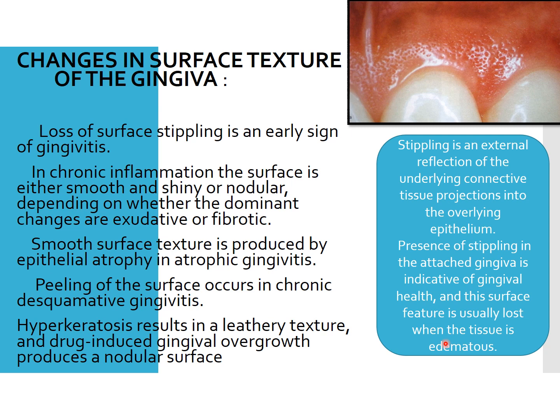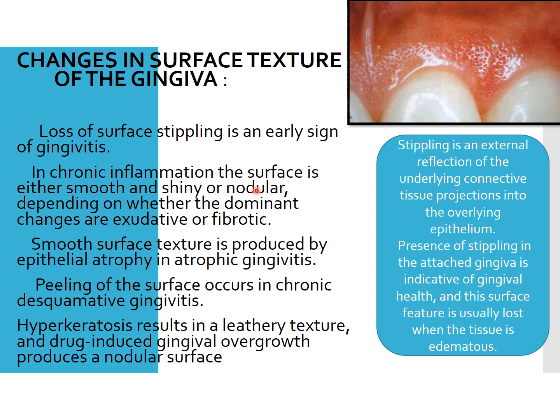There will be loss of stippling as an early sign of gingivitis. It can be absent also. It is not necessary that you should see it in all patients; in some patients it will be absent. So you can write it as absence of stippling. But in case of gingivitis, there will be loss of stippling when it involves the attached gingiva.